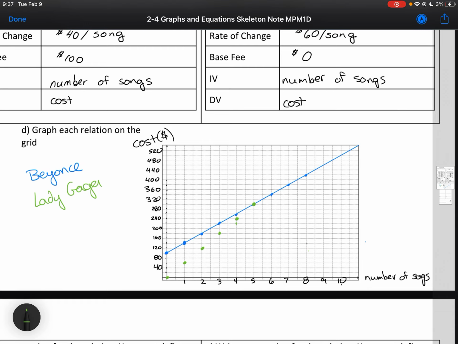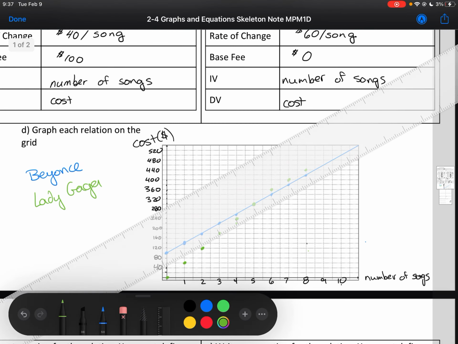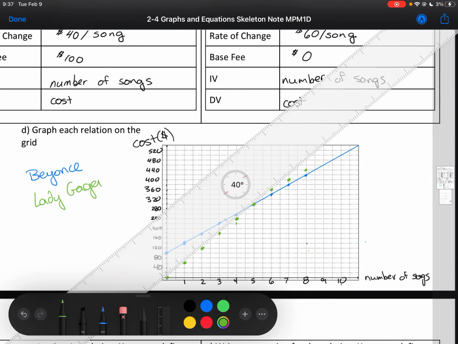6 songs would be $340. 7 songs was $380. And then 8 songs would be here at $420. So we're going to connect those dots as well so that we've got 2 lines that we can analyze.